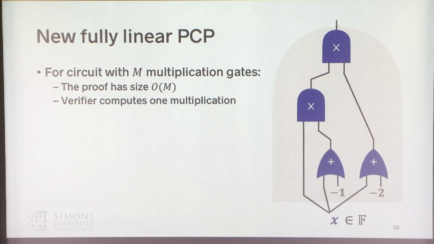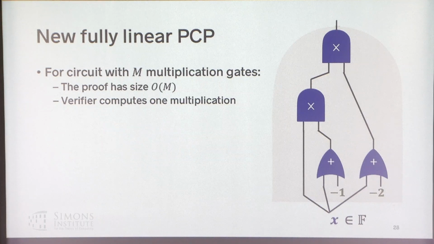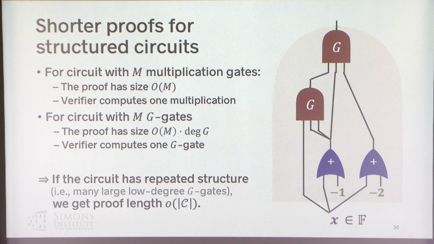So the downside is that this proof size grows with the size of the circuit. And essentially this construction I showed matches the complexity of this GGPR style linear PCP. But even so, the consequence is nice. We get a sort of a linear communication zero-knowledge proof on distributed data for arbitrary circuits. Getting to smaller circuits is actually shorter proofs for structured circuits.